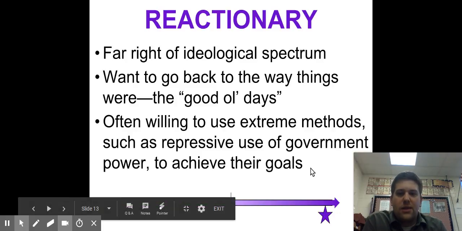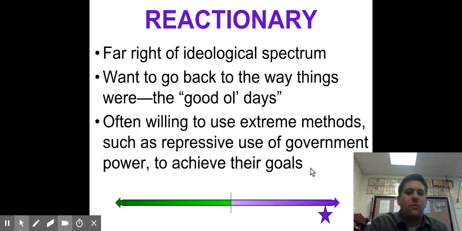They're far right on the political spectrum, and they want to go back to the way things were a long time ago, the good old days, right? I'm sure you've heard this before. The way things used to be socially, the way things used to be economically, the way things used to be with isolationism of the United States, that sort of thing. And they're often willing to use extreme methods to get there.